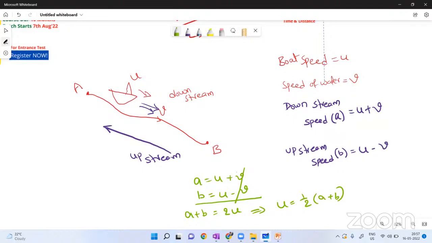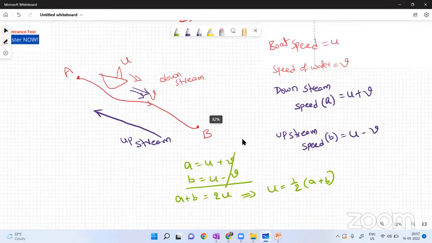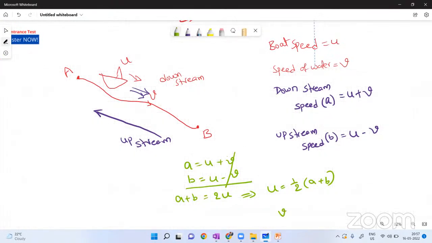Guys, these are very important. Similarly, if you change the equation, v will be half of a minus b. Just go with the same equation. Similarly, when you subtract the second equation, u gets cancelled because it will be minus u, and a minus b equals 2v. So v will be half of a minus b.